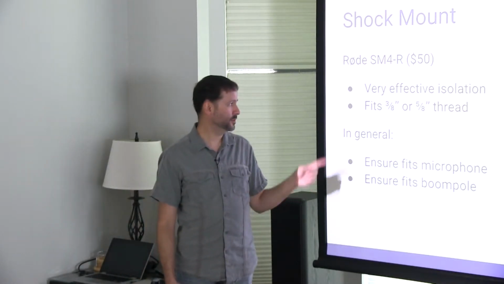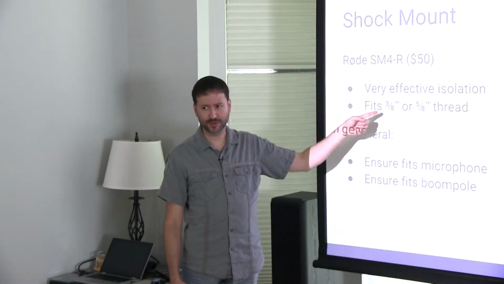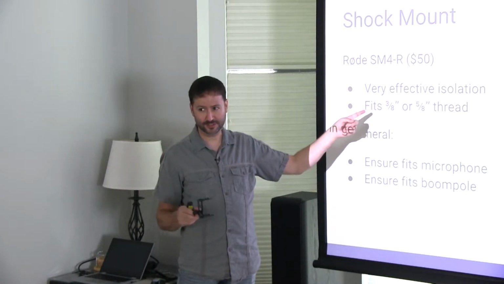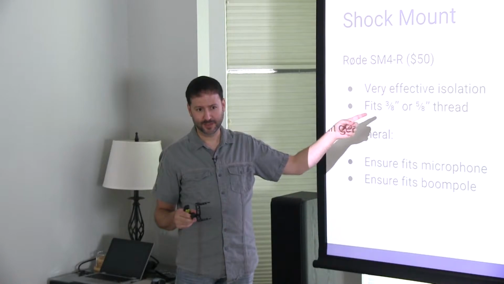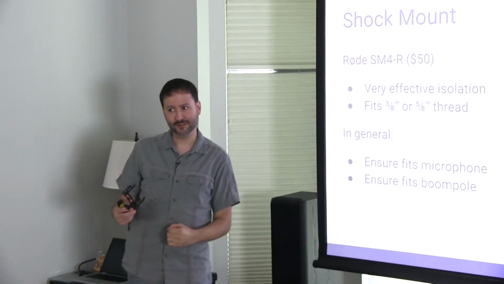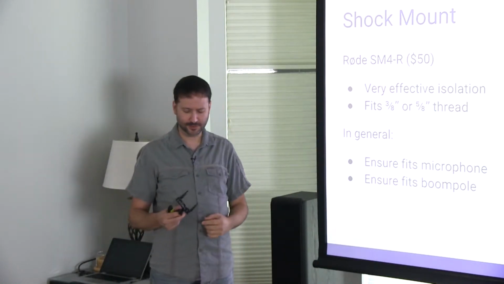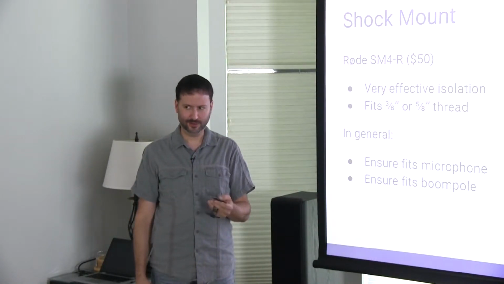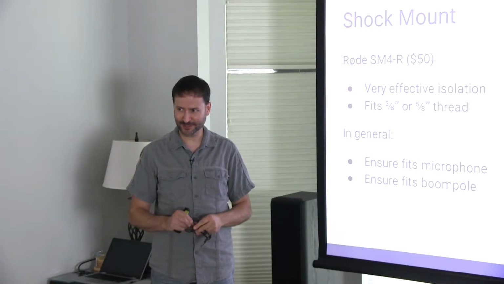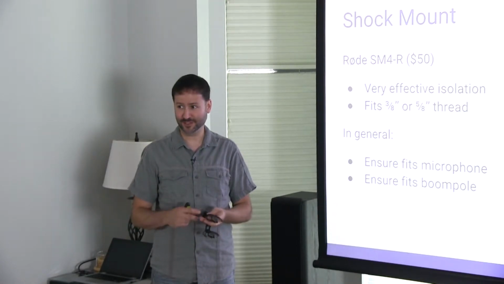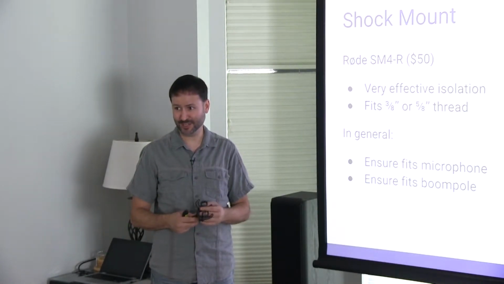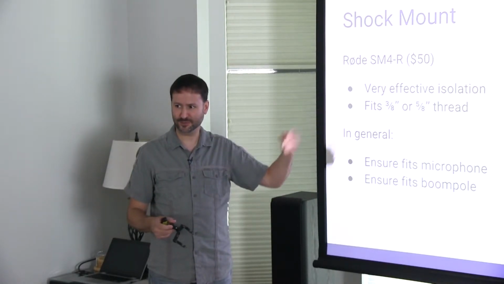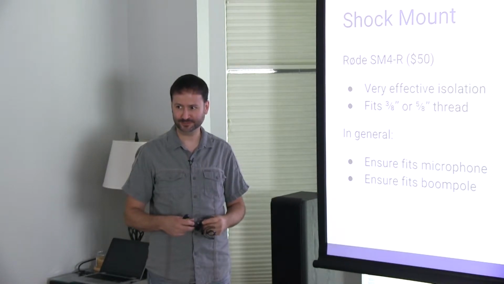The one thing to be careful of when you're buying one is that most boom poles have 3/8" threads. Most microphone stands have 5/8" threads, and so the people who make these shock mounts feel compelled to make it either work with both somehow, or a lot of them come and they only work with 5/8", and you have to put an adapter in there. So pay attention to what size thread it is and make sure it matches up with the boom pole that you're going to put it on.